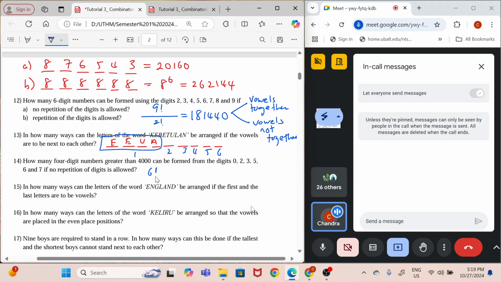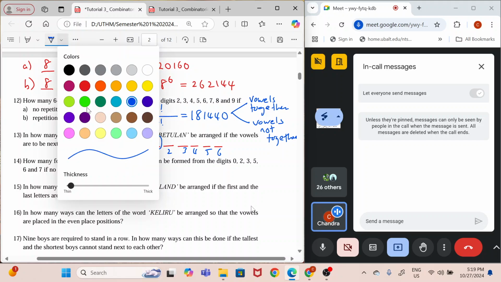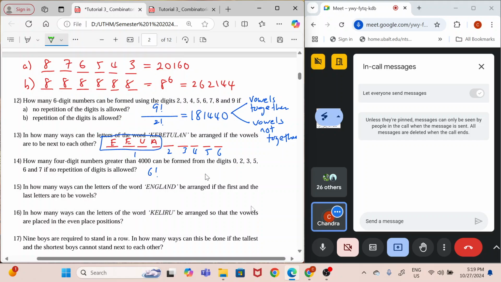1, 2, 3, 4, 5, 6. What to do? 6 factorial, and then look inside the gang. The vowels, how many? 1, 2, 3, 4. 4 factorial, divide by any same letter. Yes, we have the same letter, 2 factorial, and we get this. How much do we get just now? 8640. So out of 181440, 8640 arrangements are together.